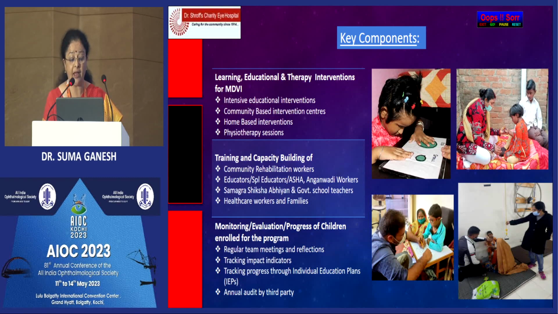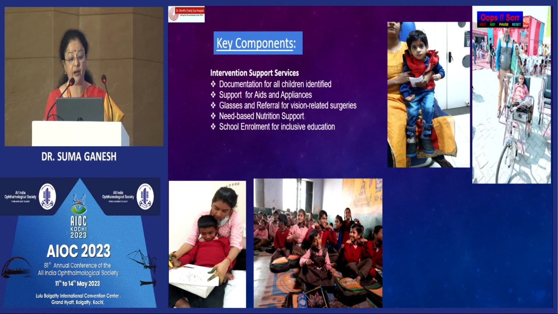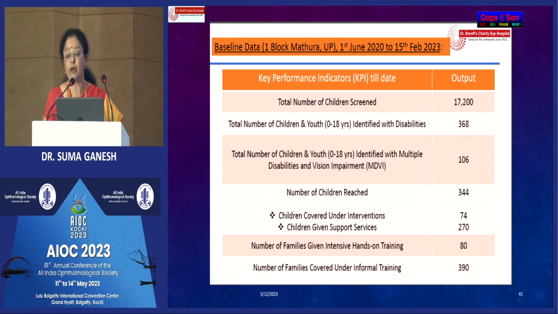They may not be aware. You need to evaluate the progress of these children. So documentation is important. You need to give them support for aids and appliances, glasses, need-based nutrition support, and school enrollment for inclusive education. All this we need to do to complete the loop, and as pediatric ophthalmologists, it is our duty, our moral value, that we help these children, not only by surgeries, but also by providing them education and training. That's very, very important.